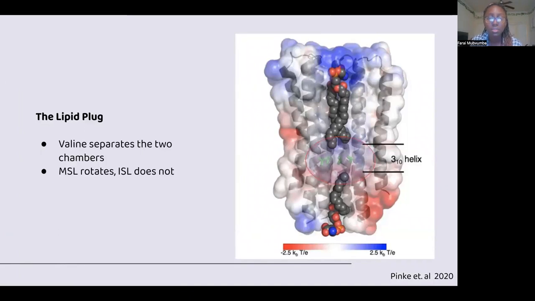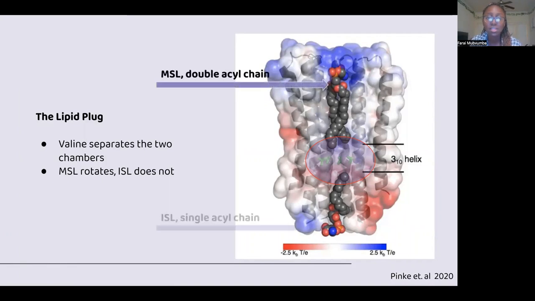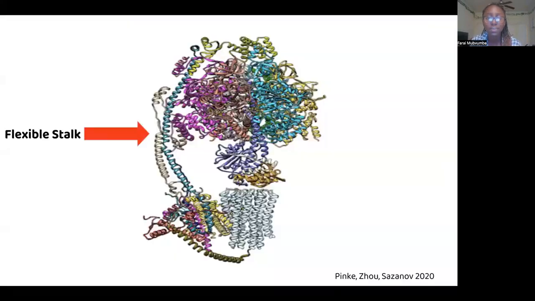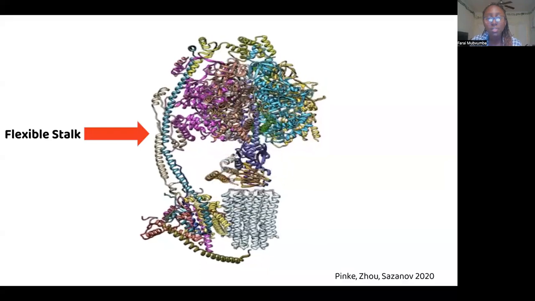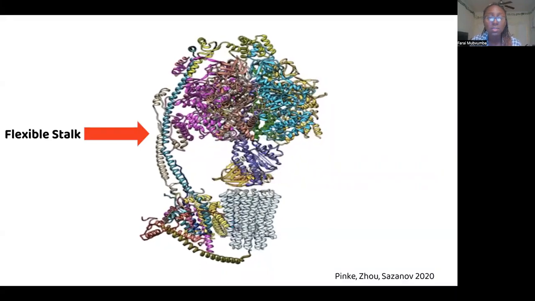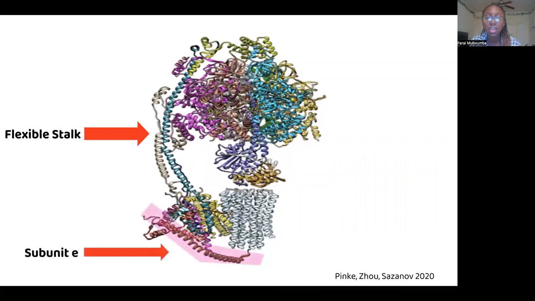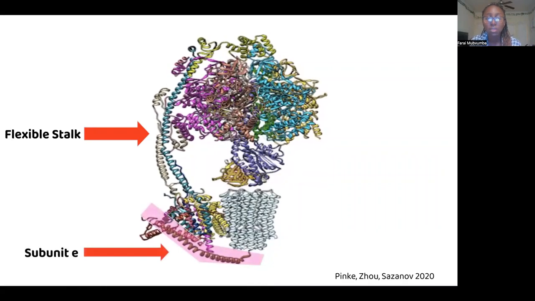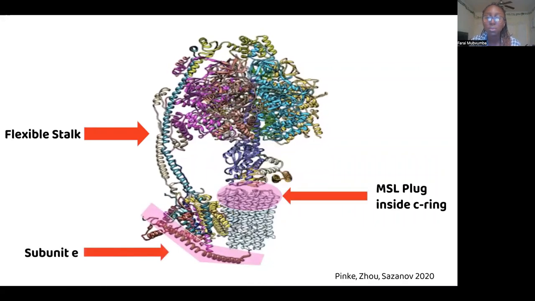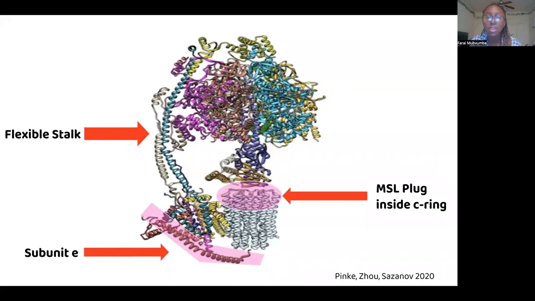Unlike the MSL, which is a rotating double acyl chain, data suggests that the ISL is a single chain lipid that does not rotate within the C-ring. Although the lipid type is unknown, the cryo-EM averages suggest that rotation is lipid structure dependent. Finally, the data shows that the flexible stalk is anchored by subunit E, which is attached to the C-ring, and to the lubricated lipid plug, which allows for rotation at the connection points between the F1 and F0 via the gamma subunit.